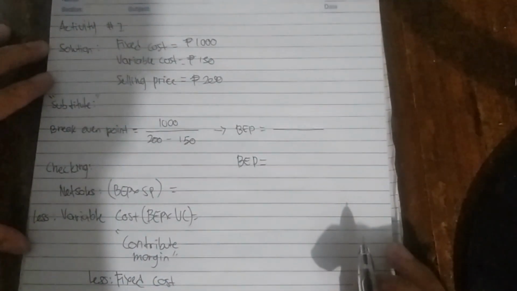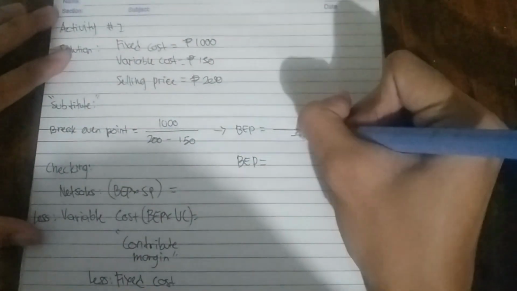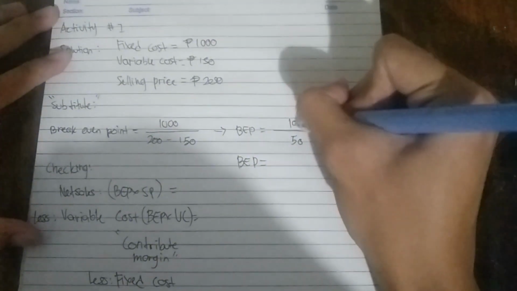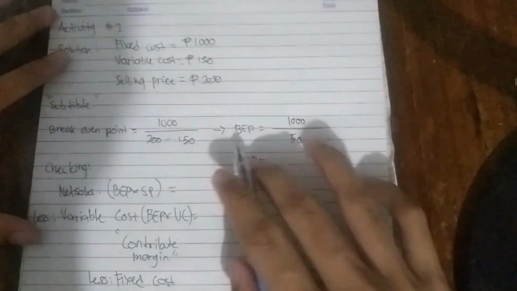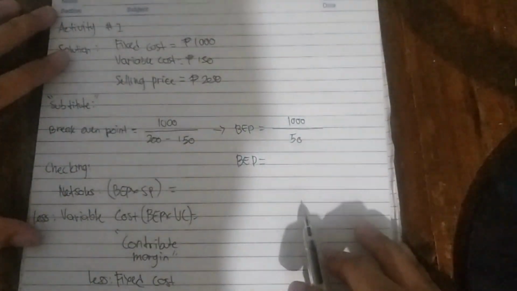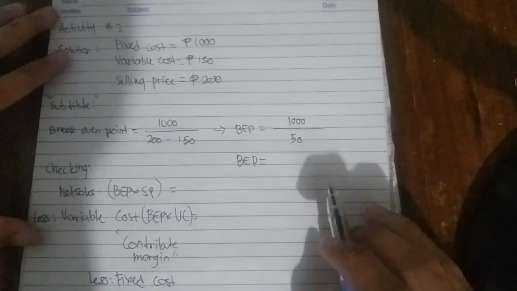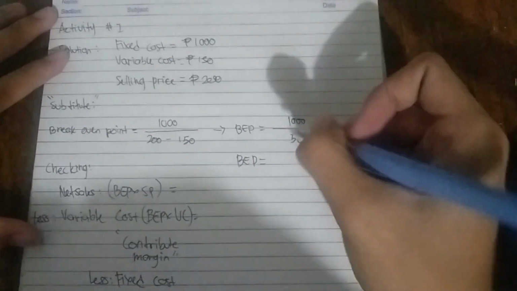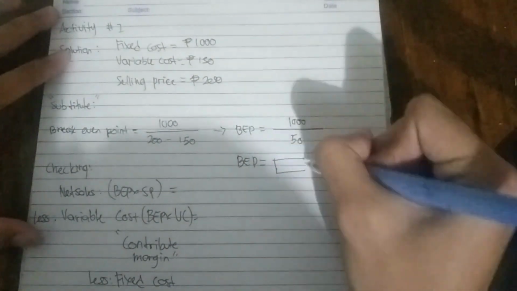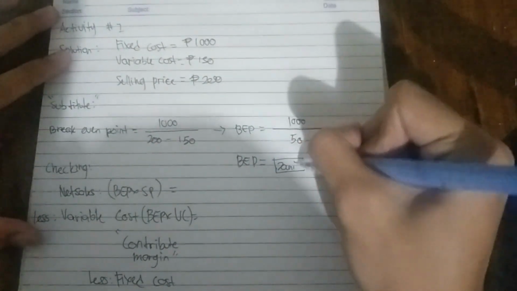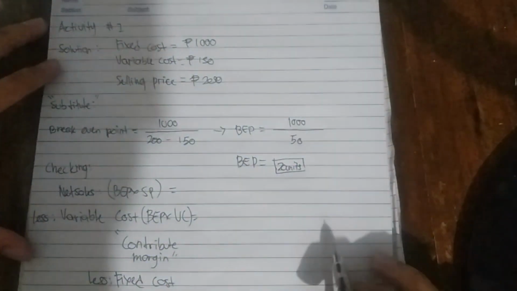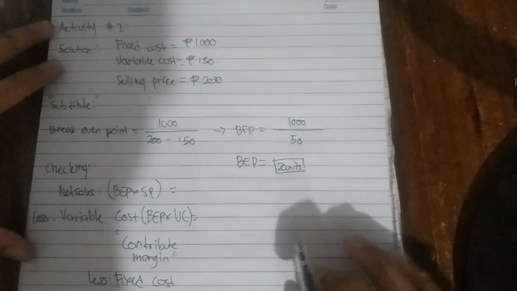Again, denominator muna. 200 minus 150, you will get 50. And 1,000 here. Now we have all of this. We can now do it. BEP equals 1,000 divided by 50, you'll get 20 units. Now we have our BEP, which is 20 units.